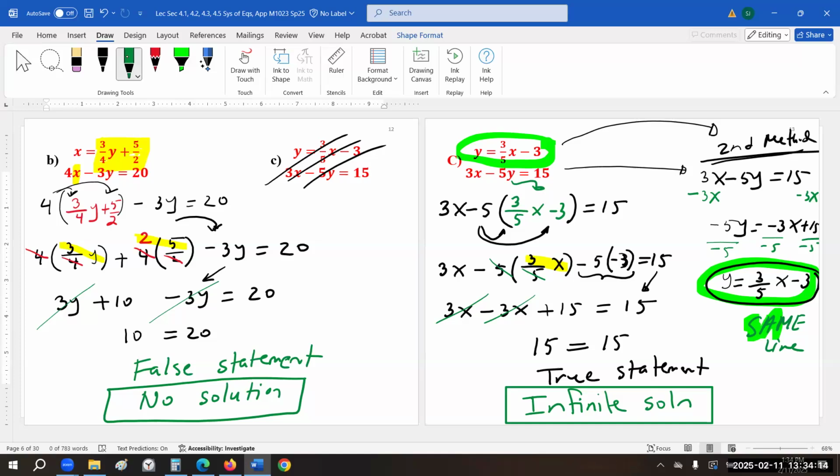Which one? Here? Yeah. So this is 3x minus 5y. Here it's y equals. In here it was x equals. So you have to see which variable is alone.